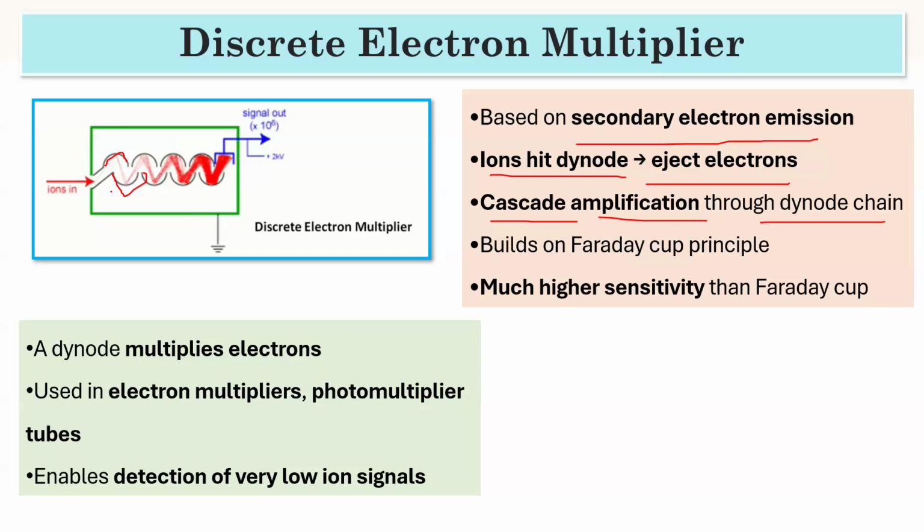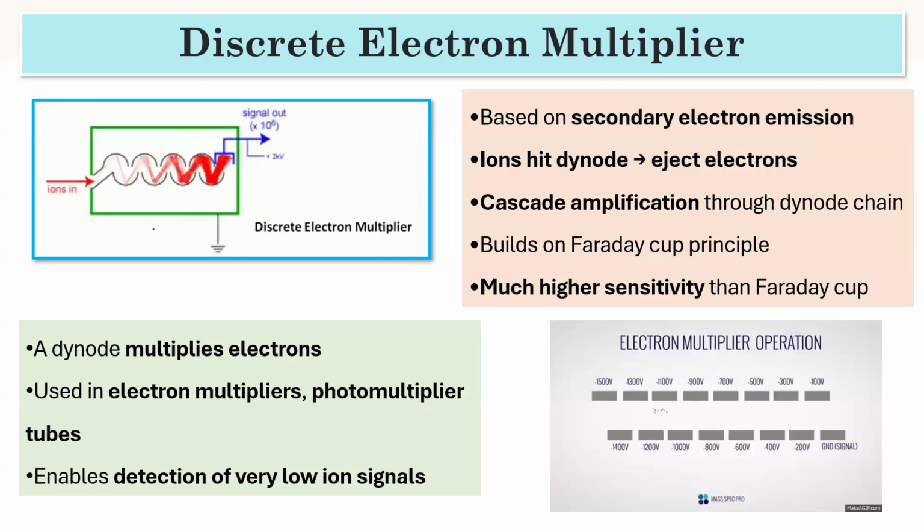The concept is also similar to the Faraday cup. But there is no amplification in a Faraday cup. Here we are using a dynode chain and then there is amplification. So that's why it has much higher sensitivity.